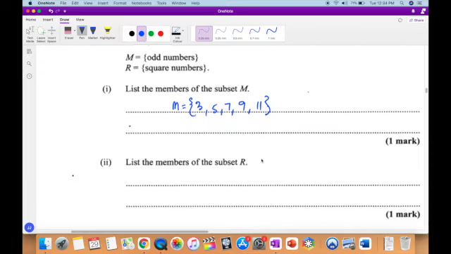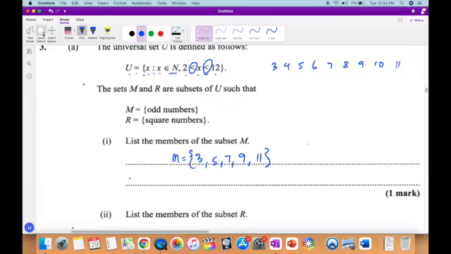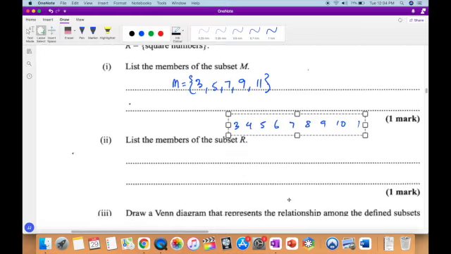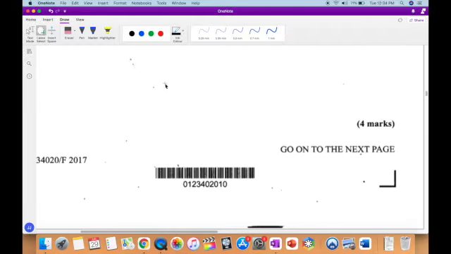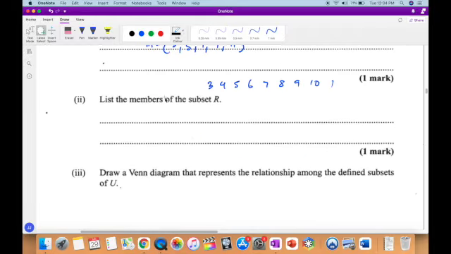And of course the square numbers, so R is the set of square numbers out of the set U. 4 is a square, 5 is not a square, 6 is not a square, 7 is not, 8 is not, 9 is a square, 3 3s are 9, 10 is not, and 11 is not. So we have the numbers 4 and 9, and those are the square numbers.